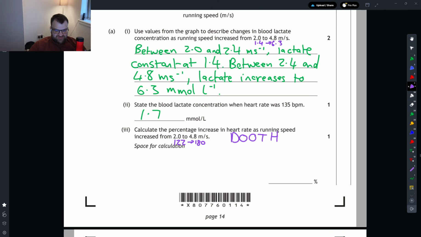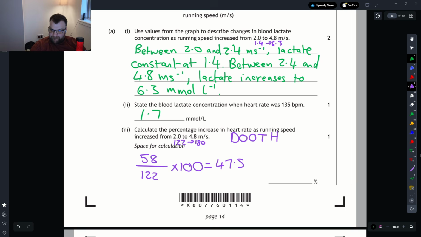Difference, taken away from each other, you end up with 58. So that is the difference. The original was 122. Divide by that and times by 100, and to one decimal place, that gives us 47.5% as our answer.